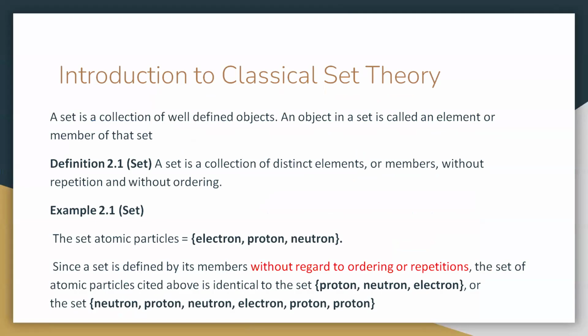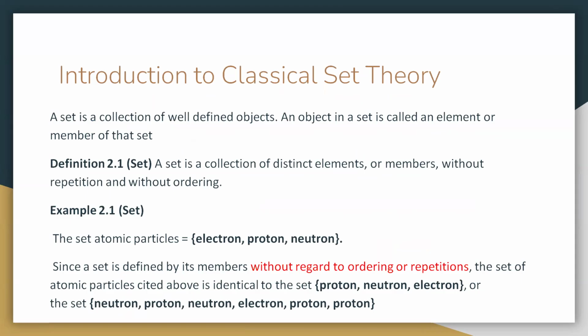So as an introduction to fuzzy logic, we need to have a background of classical set theory. We all know what a set is. A set is a collection of any well-defined objects. So you can say an object, when it belongs to a set, we call it an element of a set or a member of that particular set.